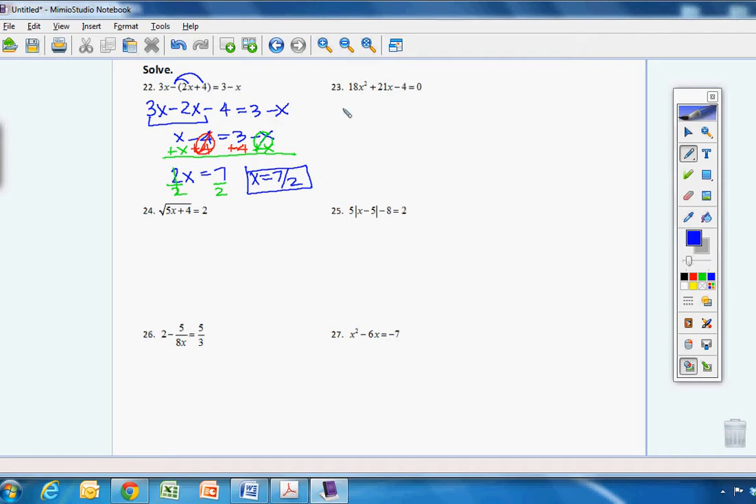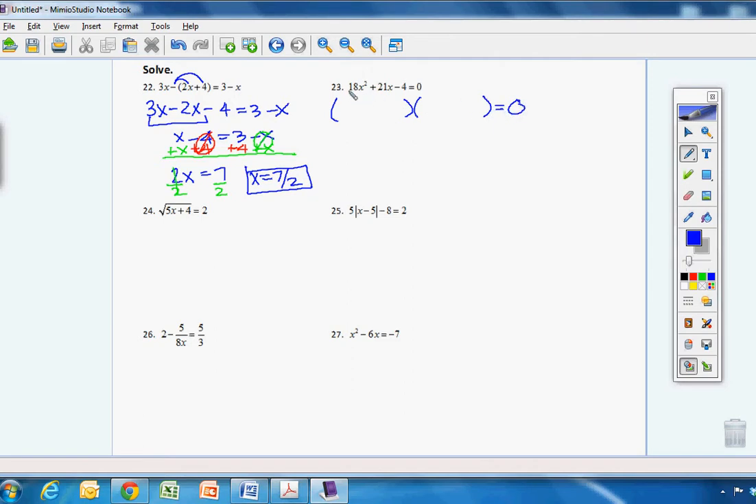All right, so number 23, this is a quadratic. So either I can factor this and solve for x, or I can use the quadratic formula. I'm going to first start by trying to factor it. It looks like this can be done. Okay, my two factors will be always set equal to 0, so I can solve.